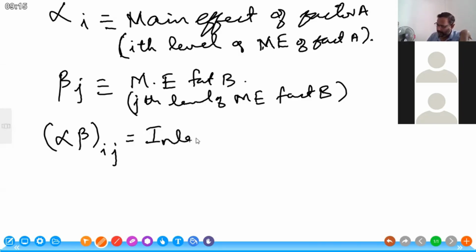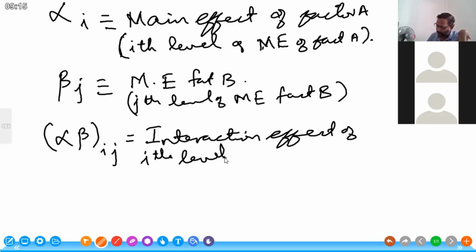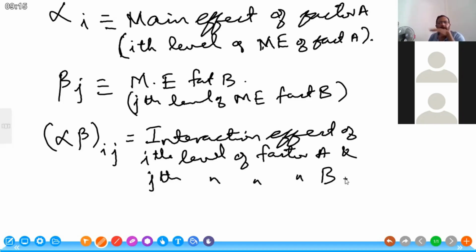Anyone? Interaction effect of ith level of factor A and jth level of factor B. So if you have defined factor A and B, then you can run without any problem. If anyone has any problem, you can ask.